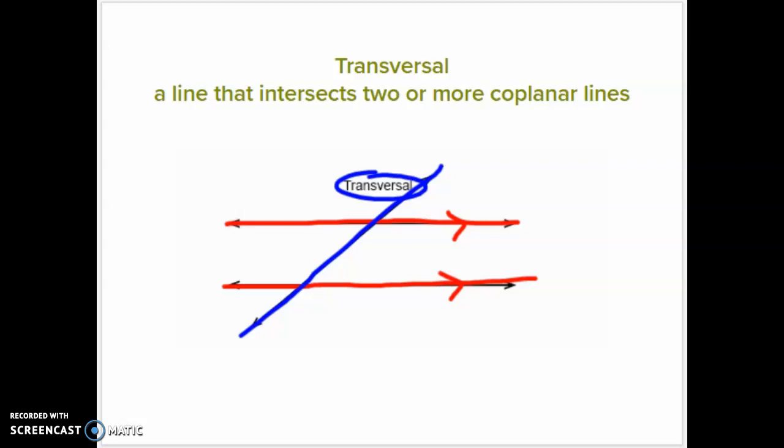Okay, so a transversal could also be going this way, that way. Okay, it could be going any way as long as it crosses a set of parallel lines. You will hear me use the term transversal quite a bit. Okay, and that just means a line that's cut through a set of parallel lines.